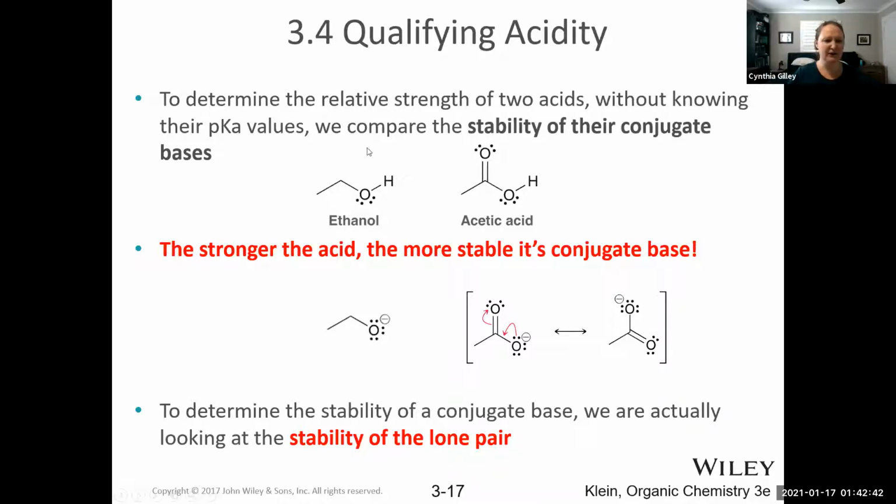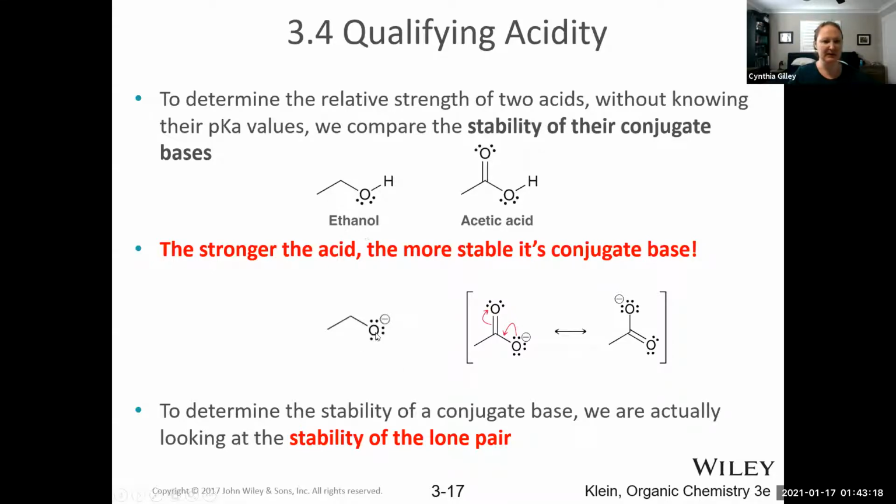So if we're trying to figure out, is the hydrogen attached to the oxygen atom in ethanol more or less acidic than the hydrogen attached to the oxygen atom in acetic acid, we're actually not going to look at the structure of ethanol and acetic acid directly. Instead, we're going to compare the stability of the conjugate base. The conjugate base can be drawn by just removing that proton, but leaving the electrons behind as a lone pair. That will make the atom have a negative charge in most cases.